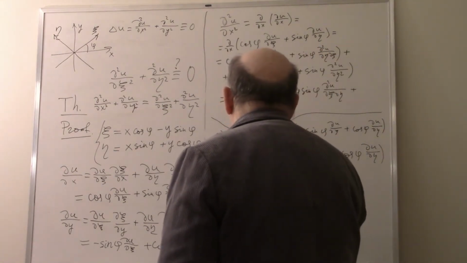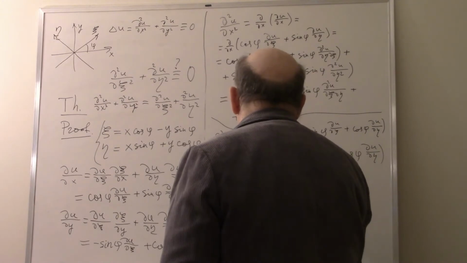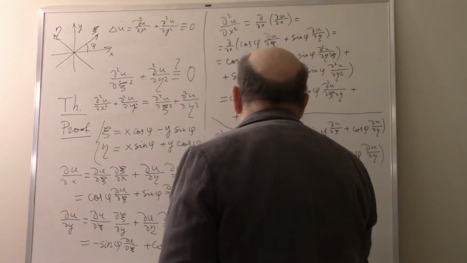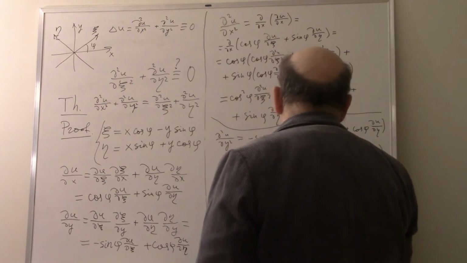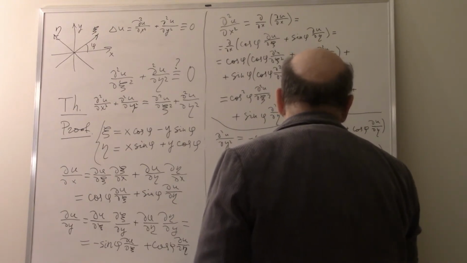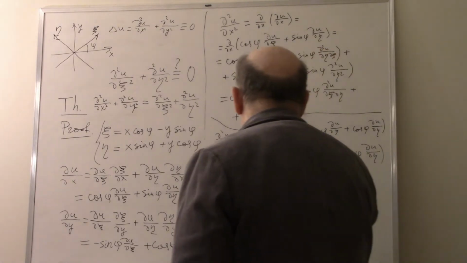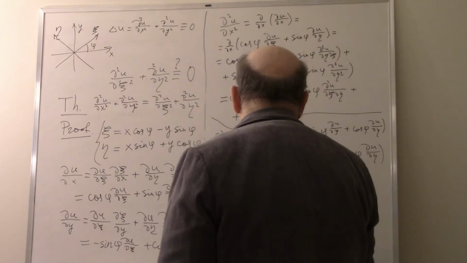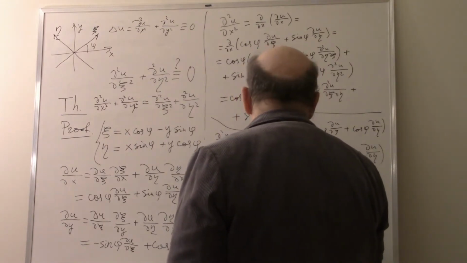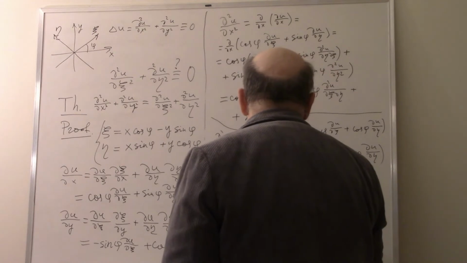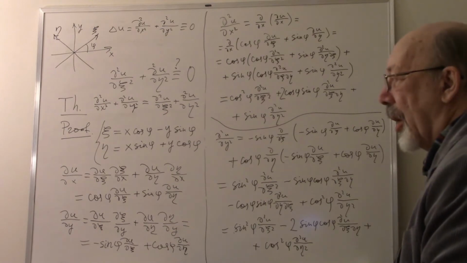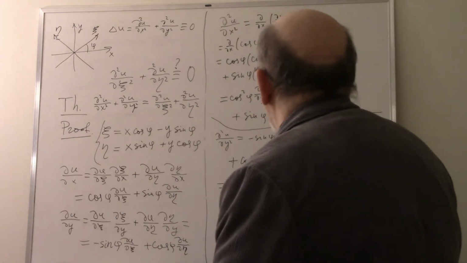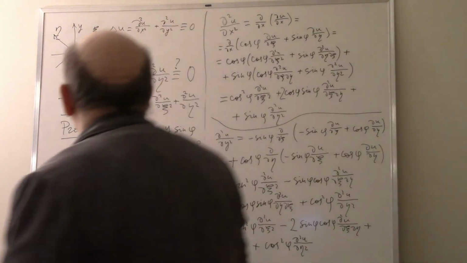which is equal to sine square phi ∂²u/∂ψ² minus 2 sine phi cosine phi ∂²u/∂ψ∂η plus cosine square phi ∂²u/∂η². Okay, and now let us add, so to find the Laplacian.